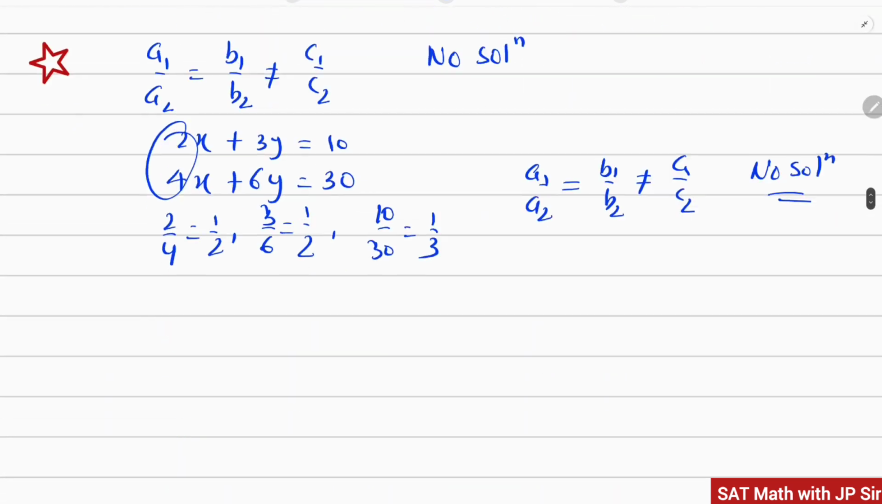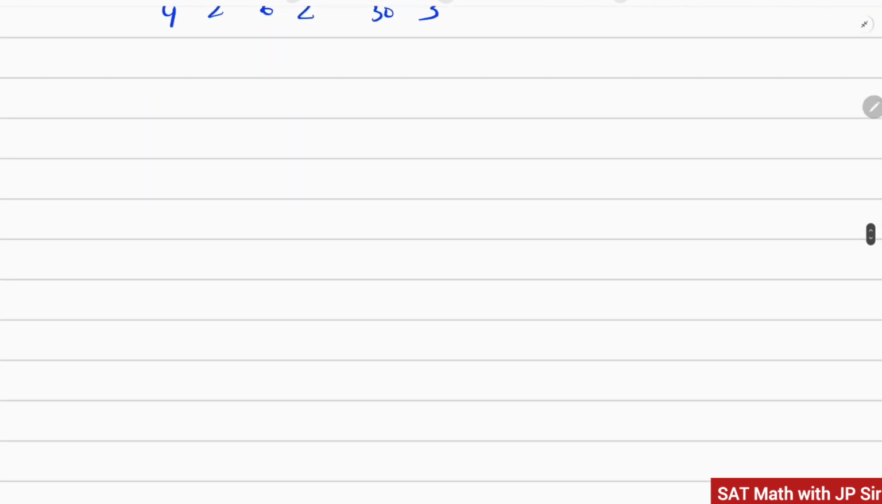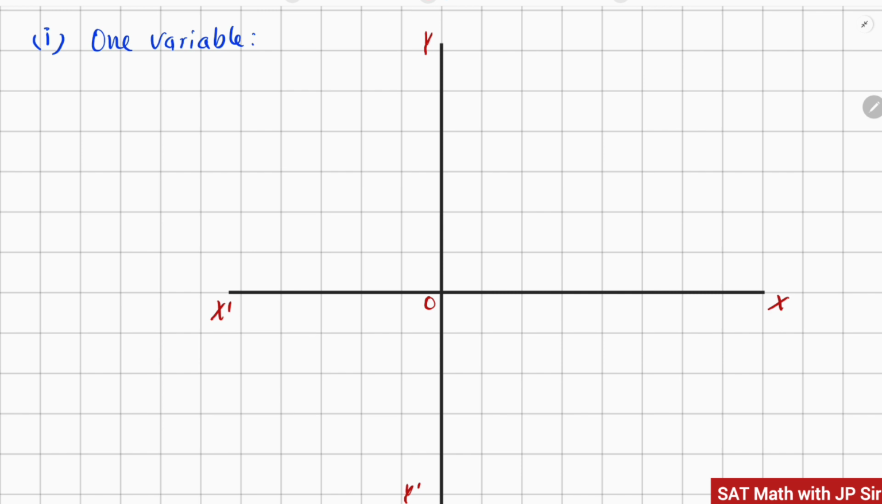But before that, how to draw a graph of a linear equation. Now, for the graph of a linear equation, we can have two types of linear equations: first in one variable and second in two variables. Both have different ways to draw them. Okay, so first we will draw the graphs of one variable.